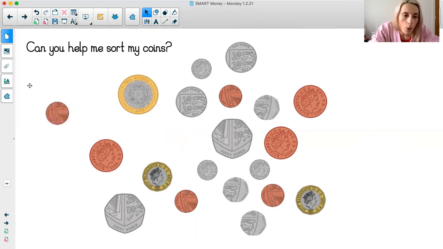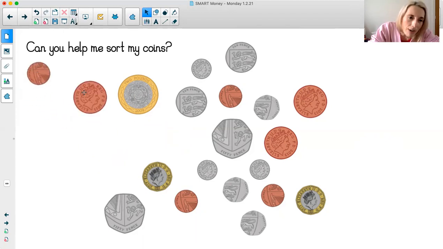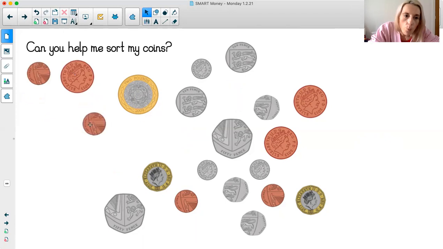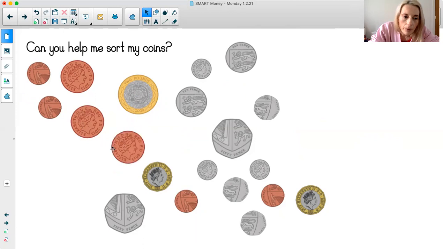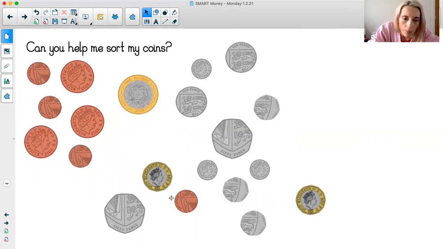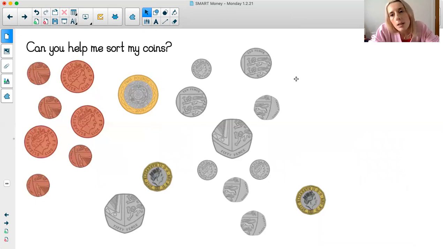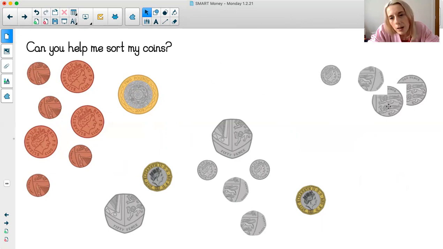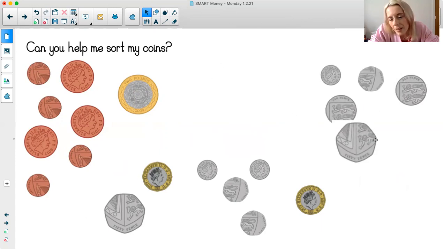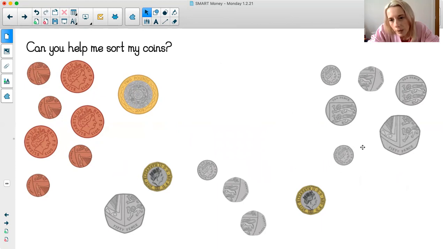So look, I'm going to see if I can put all my browny red ones over in one group. Here we go. I've sorted those. Have I got any more? Yeah, one more. And then what have I got left here? I'm going to sort all the others into silver ones. So I'm going to move all these over here into silver. And then see what we're left with.